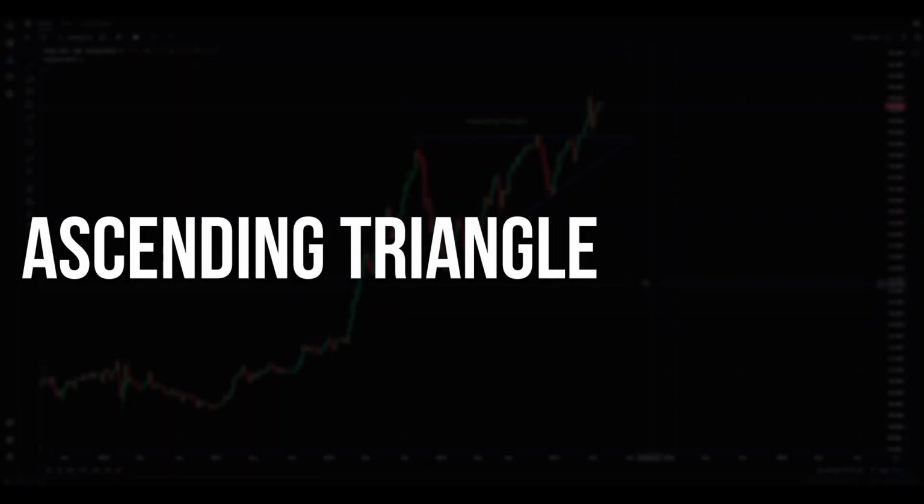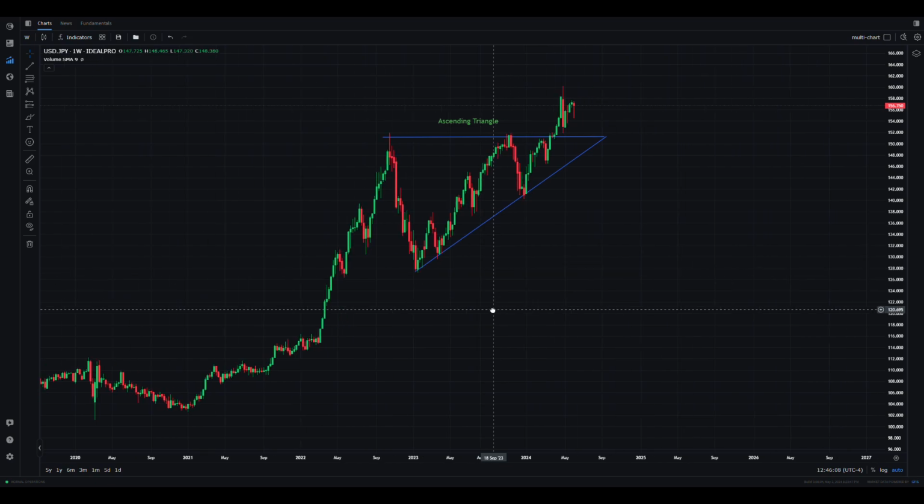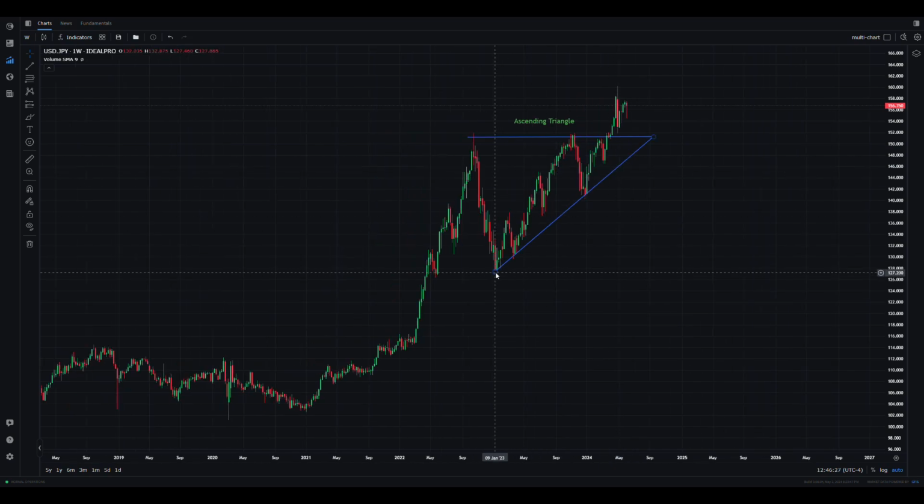Ascending triangle. Ascending triangles are chart patterns that typically signal a bullish continuation. They are characterized by a horizontal resistance line and an ascending support line. Ascending triangles form when the price of an asset consolidates within a tightening range, with the upper boundary forming a horizontal resistance level and the lower boundary forming an ascending support trend line. Visually, this creates a triangle shape with a flat top and rising bottom.